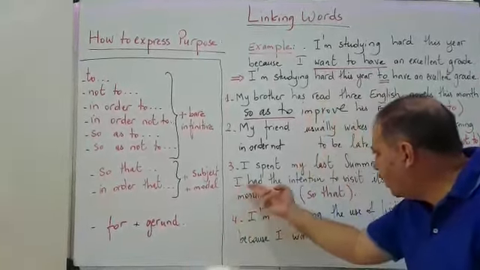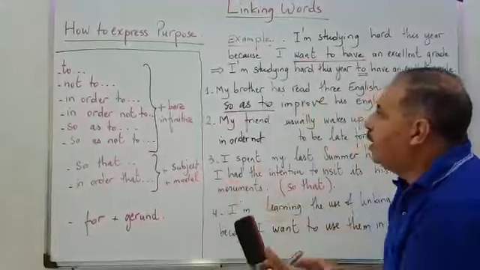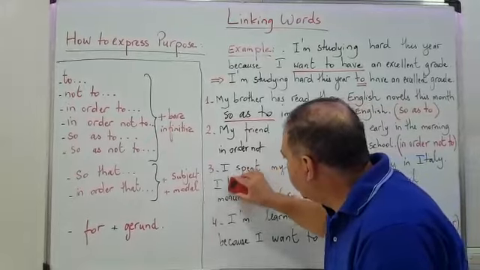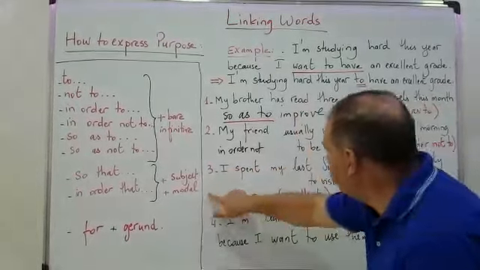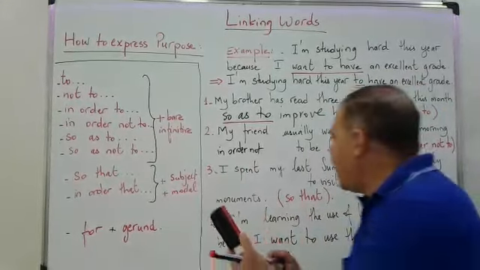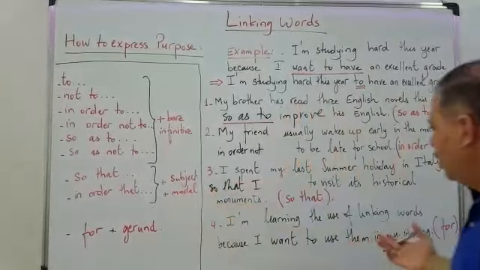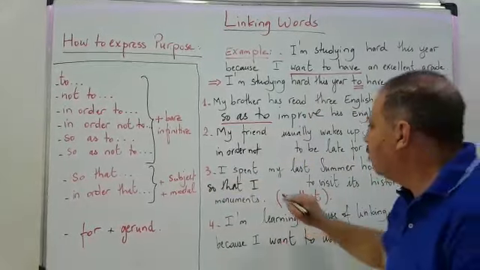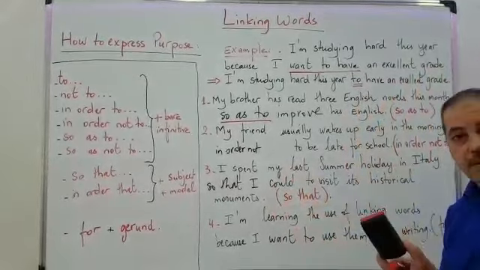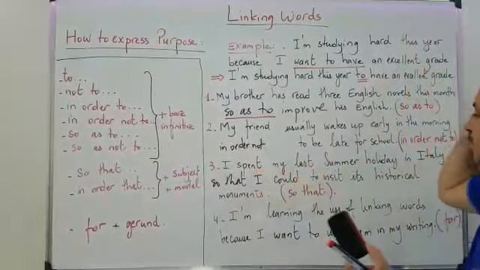So we are going to drop this expression, I had the intention. So this is purpose. Here the purpose is implicit. So we drop this expression and the full stop. So I spent my last summer holiday in Italy so that I, subject. Now the modal that goes with this: so that I could, ability in the past. It is in the past because the context, summer, fits the past.